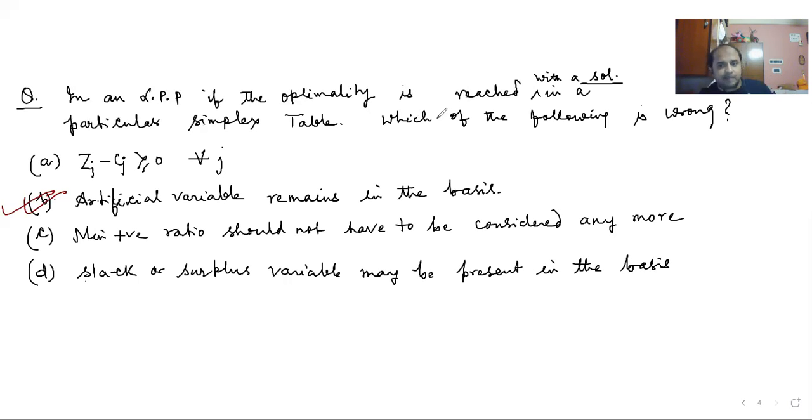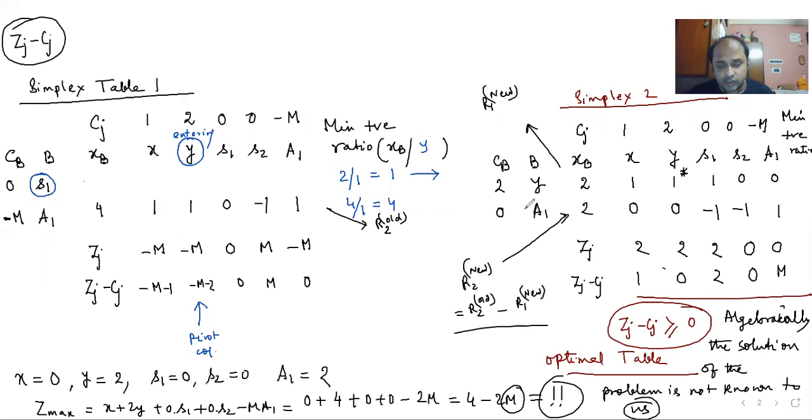If the optimality of the simplex table is reached with a solution, then the artificial variable shouldn't remain in the basis. Slack can remain in the basis, surplus can remain in the basis, but the artificial variable shouldn't. And obviously, if optimality is reached with a solution, Zj minus Cj is non-negative, so it is optimal. The minimum positive ratio is calculated to get the departing variable, and since optimality has already been reached, no departing variable is counted any further. Slack and surplus variables may remain in the basis if optimality is reached. So you may get a final table where one of the original variables is present and a slack variable is present. This may happen, as in this particular case. Here it hasn't happened. I cannot cite an example right now, but it can happen.